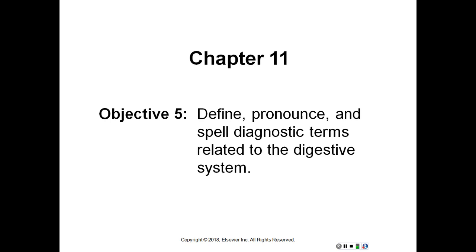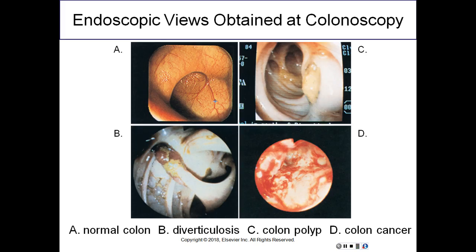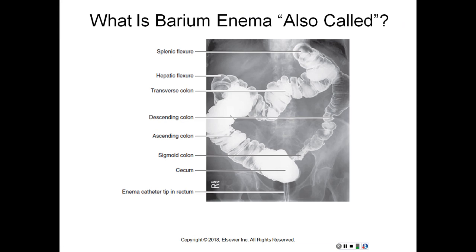Again, lots of exercises. So here are endoscopic views obtained at a colonoscopy. Figure A is a normal colon, B has diverticulosis, C has colon polyps, and D is colon cancer. What is barium enema also called? It is called a lower GI series. And we will get to that in 1 second, so I apologize.